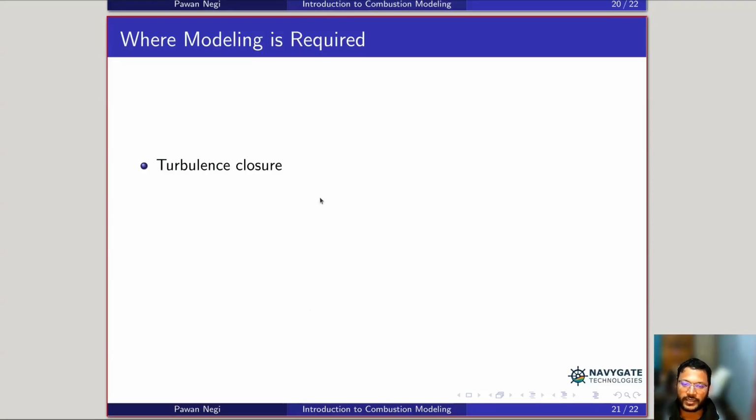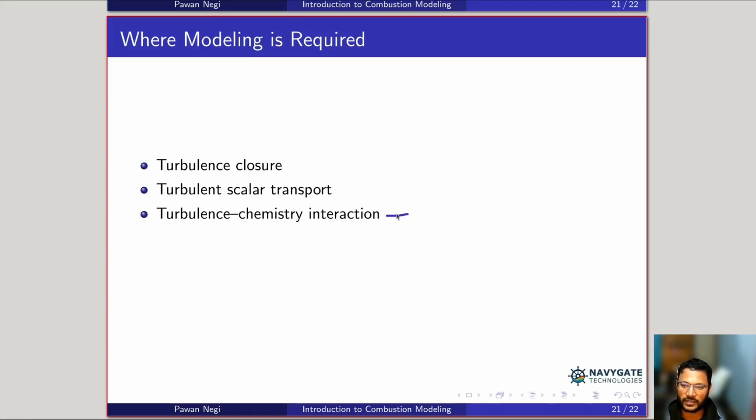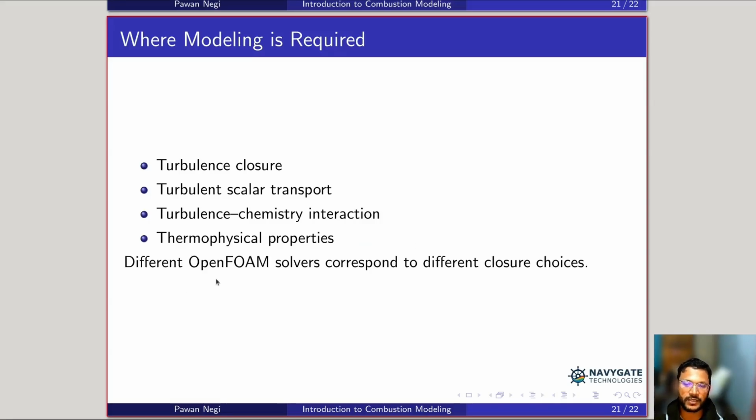Then modeling is required for turbulence closure, as I explained in the momentum equation. Then the turbulent scalar transport is the species transport, and then the turbulence-chemistry interaction is in the species transport equation only. And then the thermophysical properties that are there, these sometimes need modeling when the actual values are not available. Different OpenFOAM solvers use different closure choices, depending upon what they want to achieve from that particular simulation, and therefore there are so many solvers for combustion modeling.